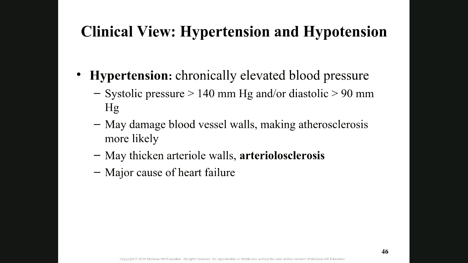And hypertension means when our blood pressure increases. When the systolic blood pressure is more than 140 and the diastolic blood pressure is more than 90 millimeters of mercury, we call it hypertension. This hypertension can damage the blood vessel wall. It can cause atherosclerosis and it thickens the blood vessel wall. And it can cause heart failure.